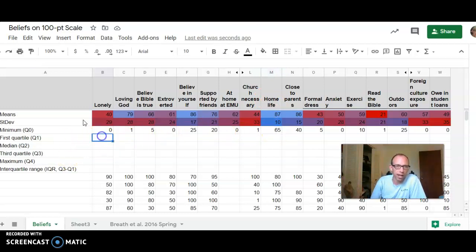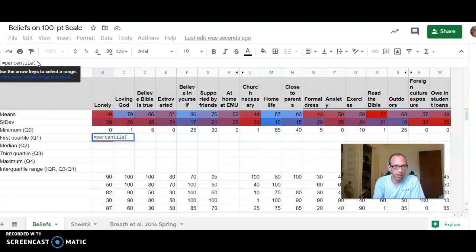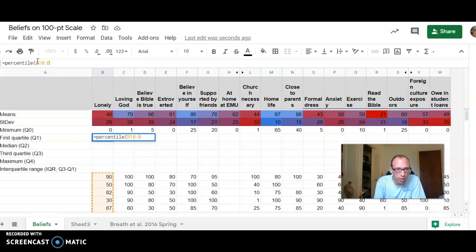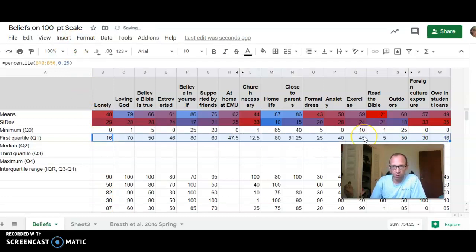Okay, what about quartile? Quartile, we could do percentile because there might be one for quartile. But percentile, we'll do the data here. Yeah, E56, right? And then the percentile is 0.25. That gives us our quartile there.